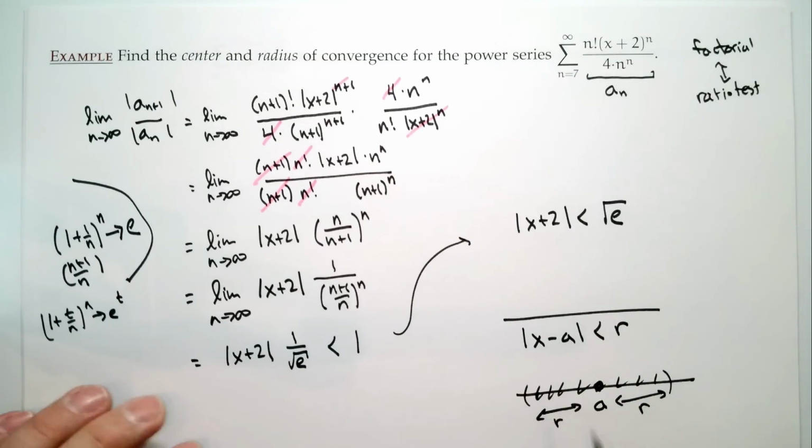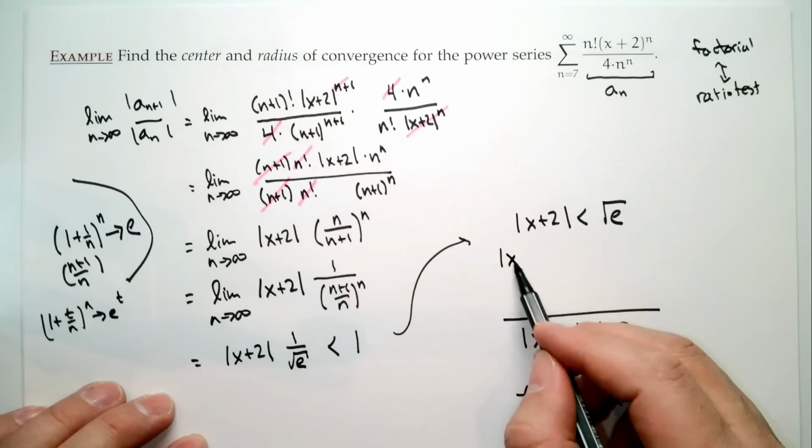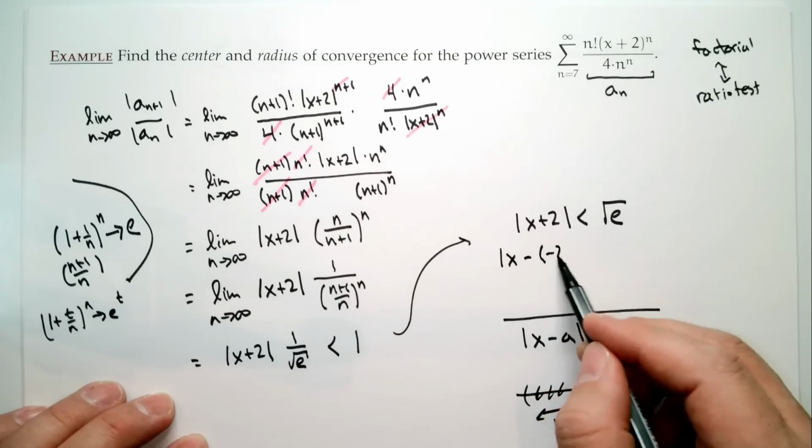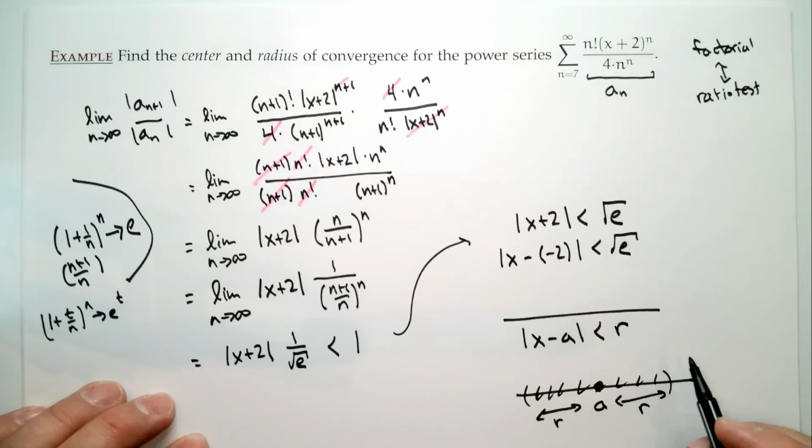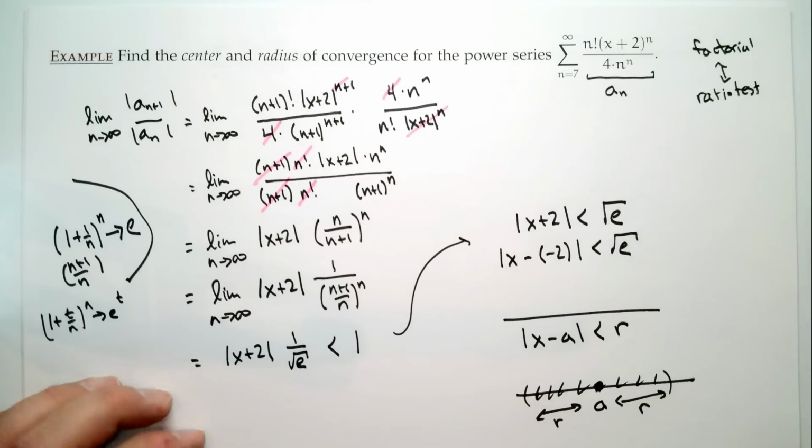Now, we're almost there. In fact, really the only thing is, instead of x plus 2, we can think of it as x minus negative 2. And now we say, aha, we can read off our answers.